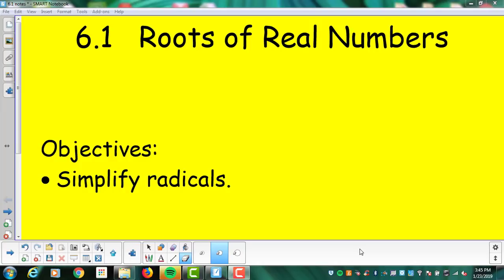Okay, we're going to do some roots, simplifying radicals. You know how to simplify square roots, so now we're going to expand on that and learn how to do other roots, like cubic root or a fourth root, something like that.